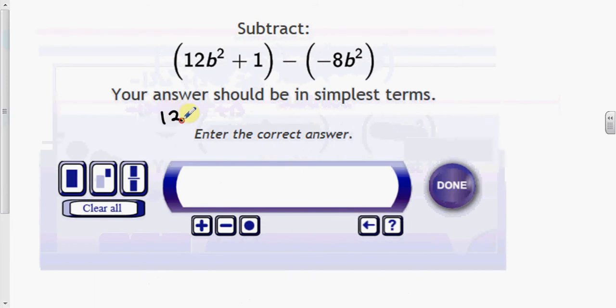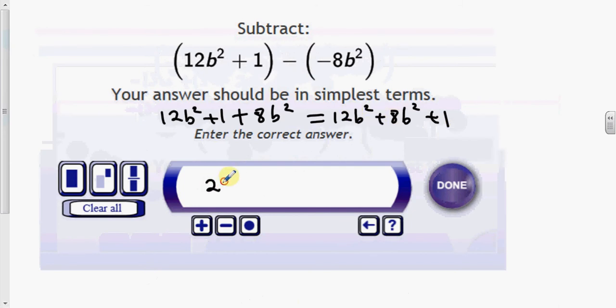So this is 12b squared plus 1. I'm just dropping the parentheses. This is minus times a minus, which is positive, so it's plus 8b squared. Get the like terms together: 12b squared plus 8b squared, then plus that 1. So 12 plus 8 is 20b squared, then plus 1.